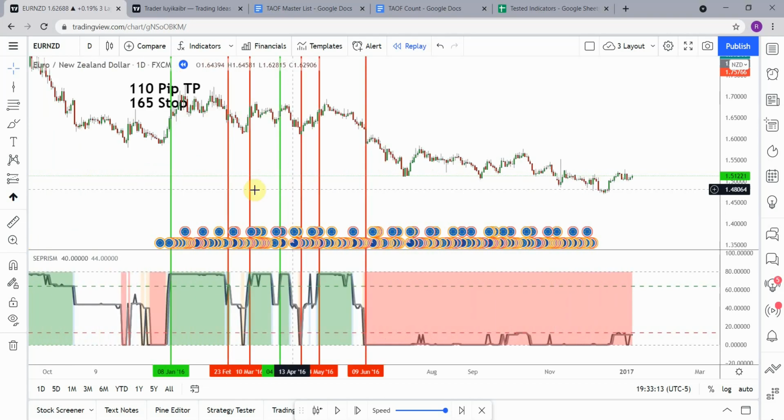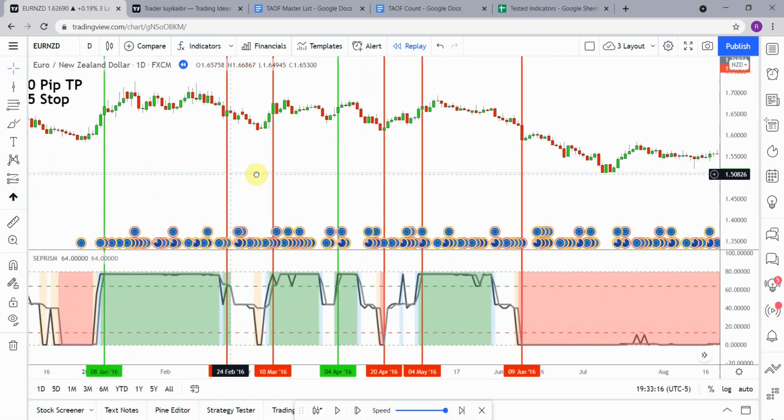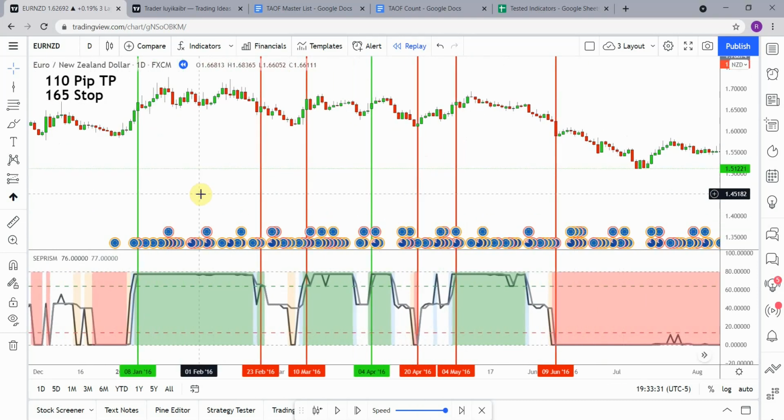All right, let's go back and take a look at our indicator here. Let's count these out and see what we get out of it. So we have 1, 2, 3, 4, 5, 6, and 7. We have 7 trades all together, and we have 1 and 2 winners. So obviously that's not going to meet the 60% criteria.